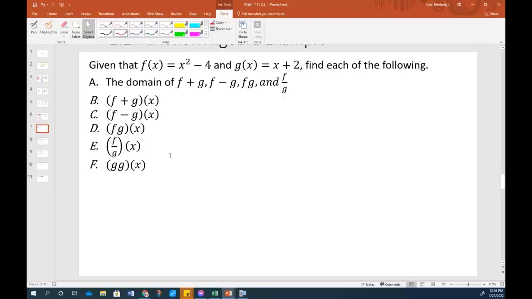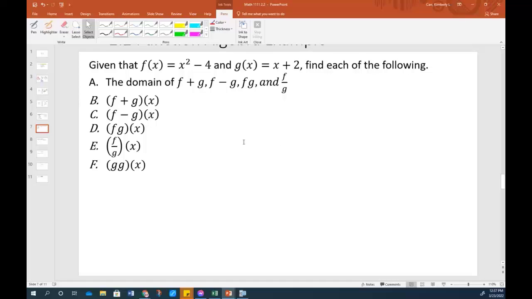Now, you are going to have problems like this where it almost just seems like the homework is on sale. They will give you a simple little function or functions, and then they are going to ask you about 8 or 9 parts, okay? So you have to find the domain of 1, 2, 3, 4 functions, and then find the combinations of 1, 2, 3, 4, 5 functions.